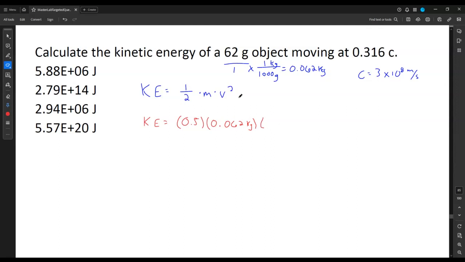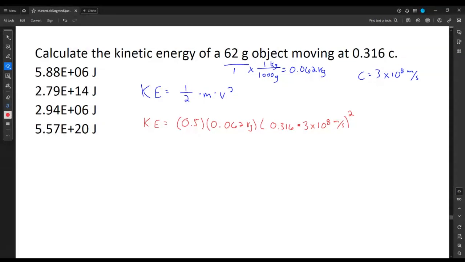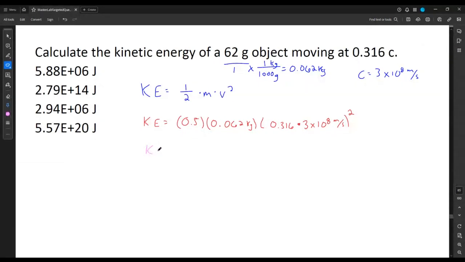0.062 kilograms, and then the velocity, we didn't quite work out yet, but it's going to be 0.316 multiplied by the speed of light, which is 3 times 10 to the 8 meters per second. Then don't forget that in this formula specifically that this last part gets squared. Okay, so let's simplify down a little bit to make sure that we can hopefully avoid some mistakes. So front part's easy enough to do. 0.5 multiplied by that, it's going to give us 0.031.